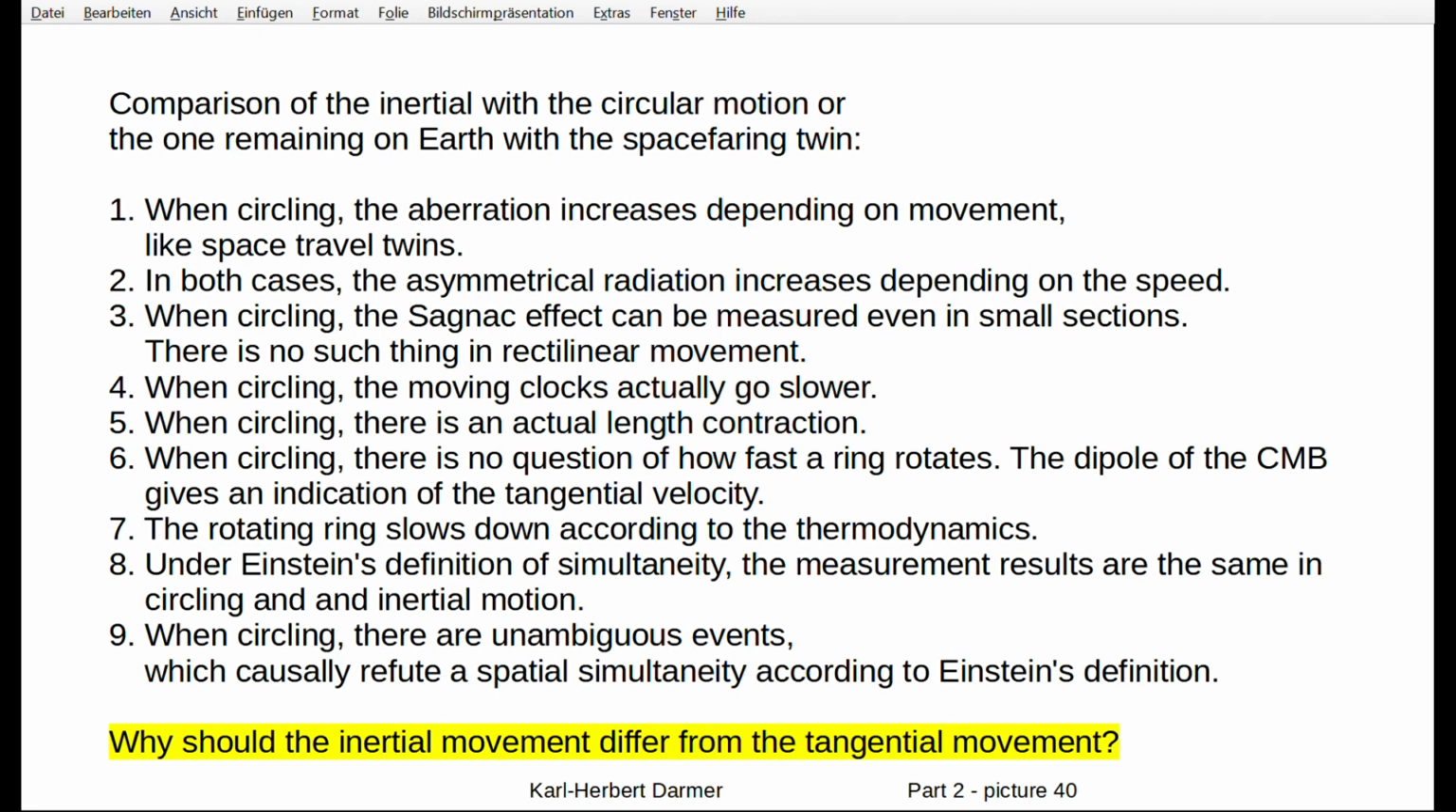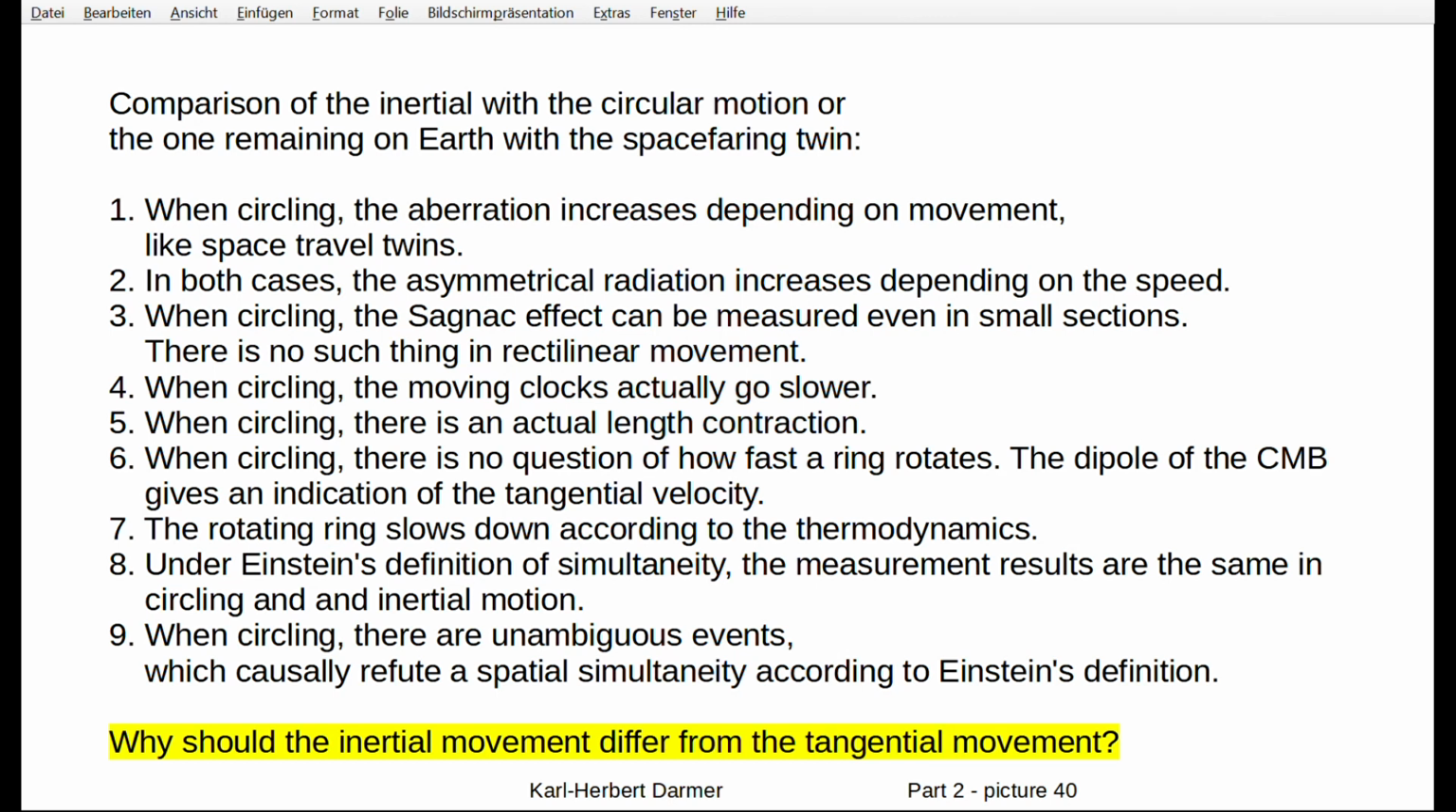8. Under Einstein's definition of simultaneity, the measurement results are the same for circular and inertial motion. In order to comply with this definition of simultaneity, only measurement results that are covered by it may be used. So every lap of another observer must first be moved back before its re-encounter can be counted. It does not matter which observer spends energy on the reverse movement. Whoever expended energy to turn back, his clock actually went slower, as in the twin paradox for inertial motion.